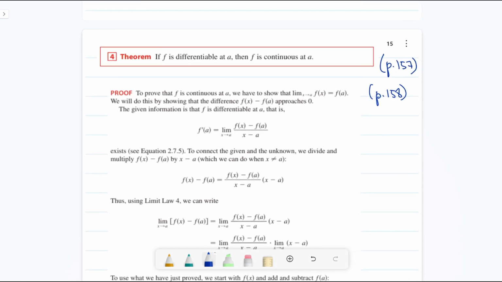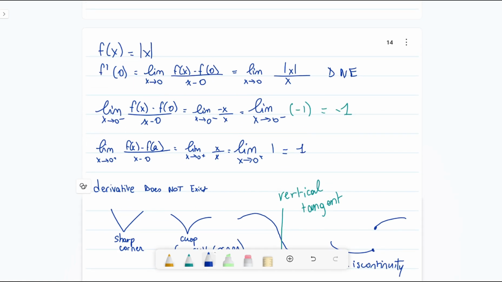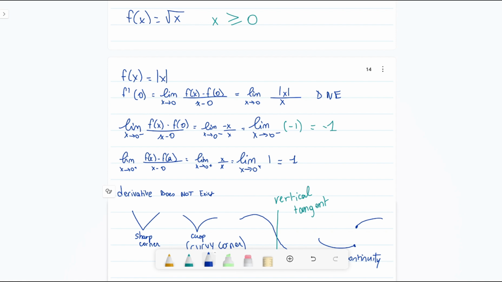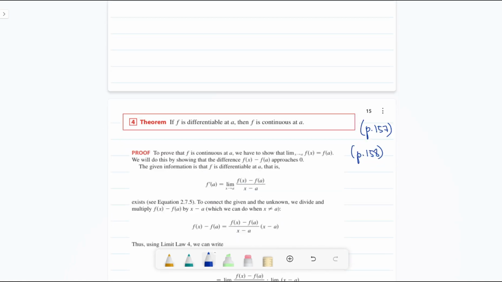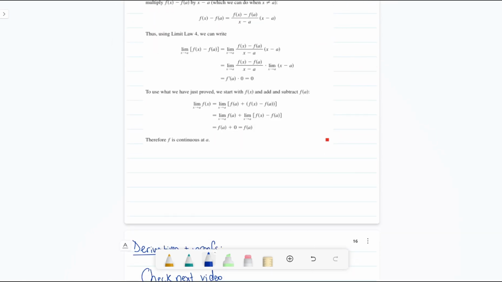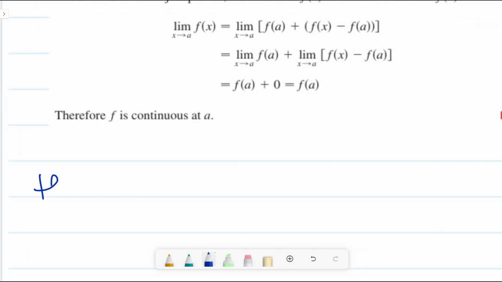Now let's look at a theorem. If f is differentiable at a, then f is continuous at a. This is a theorem, and the converse, the opposite of this theorem, is not true. The reason why, look, this is an example with absolute value. It is continuous at 0, but it is not differentiable. So the other way around of this theorem is not true. I will write this down here. The converse is not true.